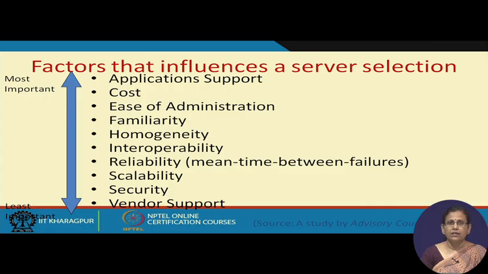Then another important factor is vendor support. Though it is not of very high priority, it is of priority as well. If you have good vendor support, then your maintenance problems, etc., can be taken care of.